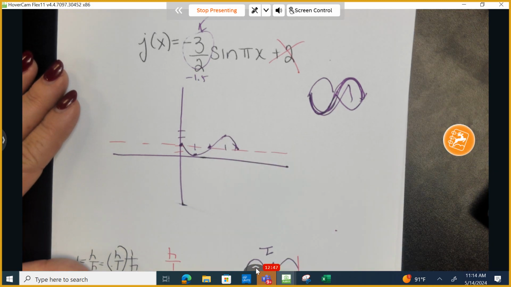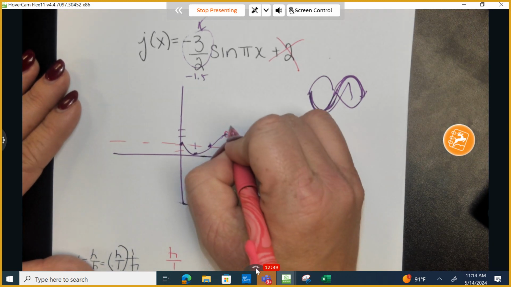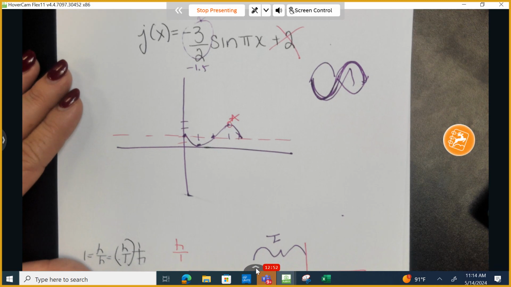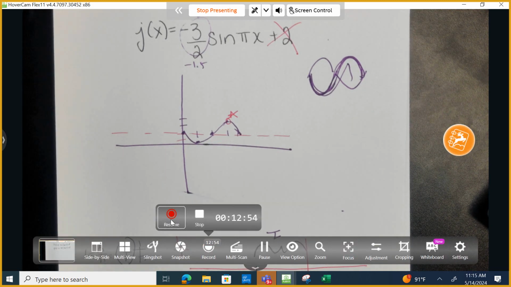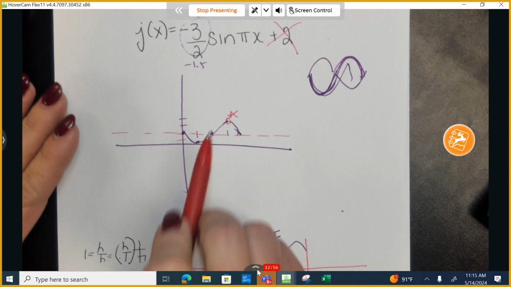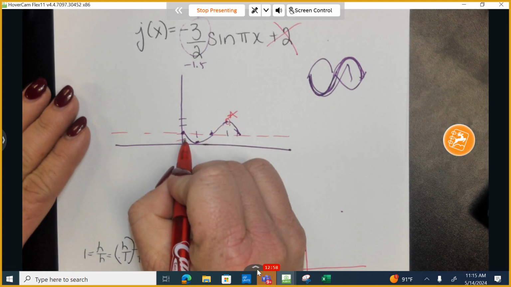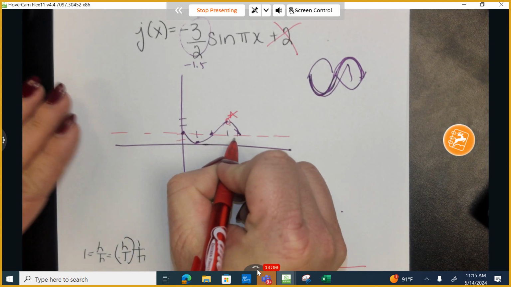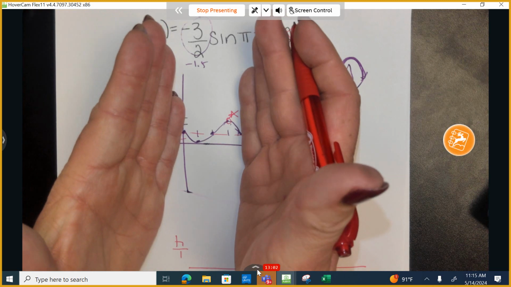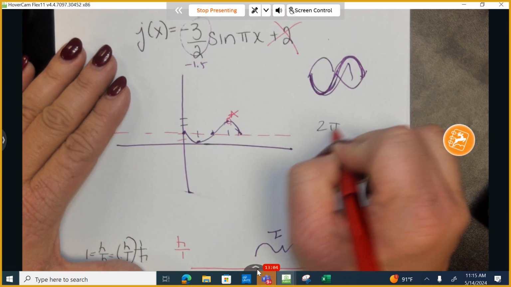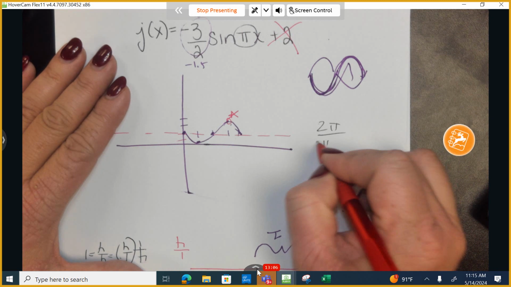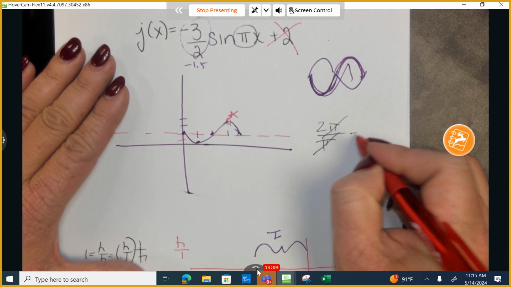Okay, here's my question for you. In terms of decimals, what is this ordered pair? How do I find this ordered pair? Notice that I have not identified the length of this period or cycle. So I'm going to take 2 pi and divide it by whatever's in front of the x. 2 pi divided by pi is simply 2.